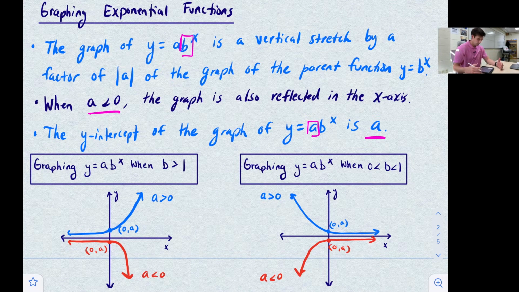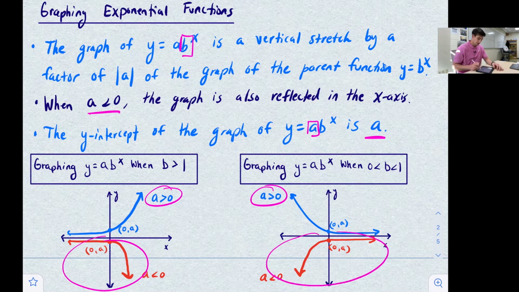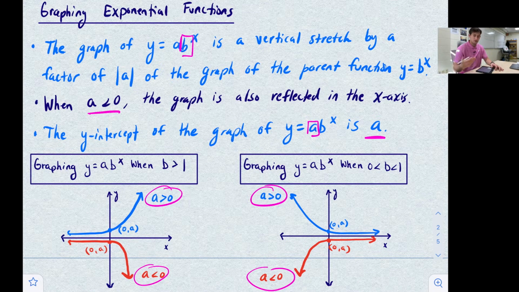All right, so when we look at graphing, we could have essentially 4 different types of exponential functions. The two that we have in blue here, that is when a is greater than 0. In other words, there is no reflection taking place. The two that are red down here at the bottom, that's when a is less than 0, so there's a reflection taking place, okay? All right, so now let's look at the difference here.